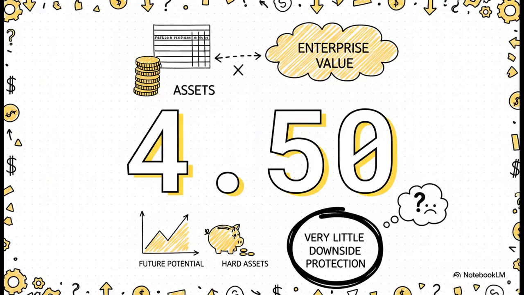Now, if we look at the balance sheet for a net asset value floor, we want to check the EV to assets ratio. Basically, if Globalstar were to liquidate tomorrow, what are its raw assets actually worth? Well, currently, Globalstar trades at an enterprise value to assets ratio of 4.50. This means the market prices the company aggressively at 4.5 times above its basic recorded asset value. There is very little downside protection here if the growth story fails to materialize. You are paying entirely for future potential, not existing hard assets.